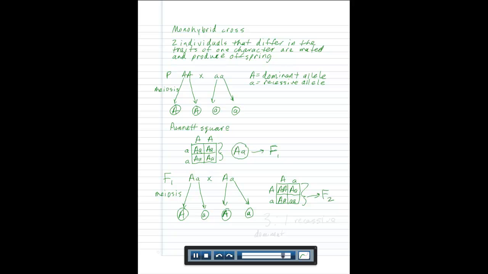Recall that in the F1 generation, all of the individuals were heterozygous, therefore exhibiting the dominant phenotype. If we go down now to the F2 generation, notice that 3 out of the 4 show the dominant phenotype, and 1 out of the 4 shows the recessive phenotype. This is typical of a cross like the one we did, where the two parents are both homozygous for each trait, one homozygous dominant and one homozygous recessive. So what we see then is we have a 3-to-1 ratio of the dominant to the recessive phenotype.